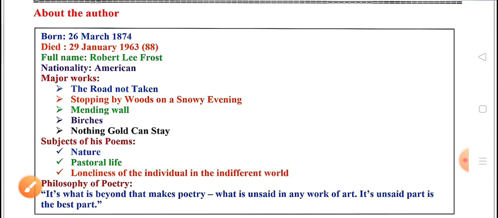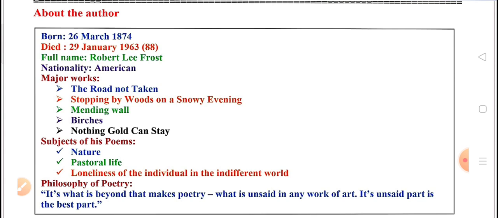And if we talk about Robert Frost's philosophy about poetry, he says that it's what is beyond that makes poetry. Beyond means unsaid over here, not mentioned directly with the help of the words. Only hints are given. And this is the beauty in the writings of Robert Frost. He doesn't tell us each and everything word by word. Rather, he gives some hints and we have to interpret them and then understand.